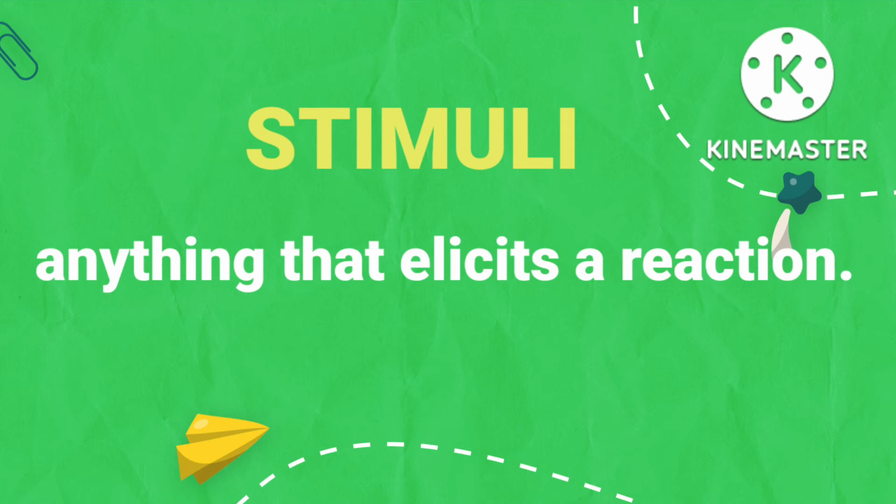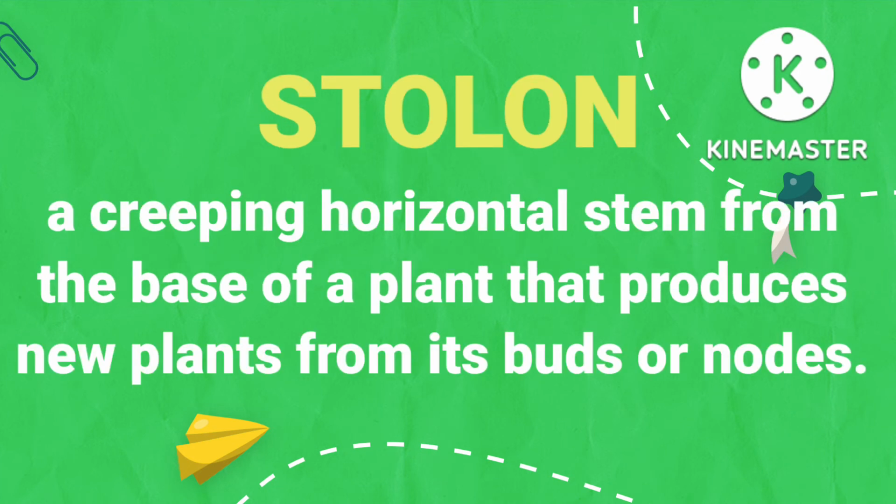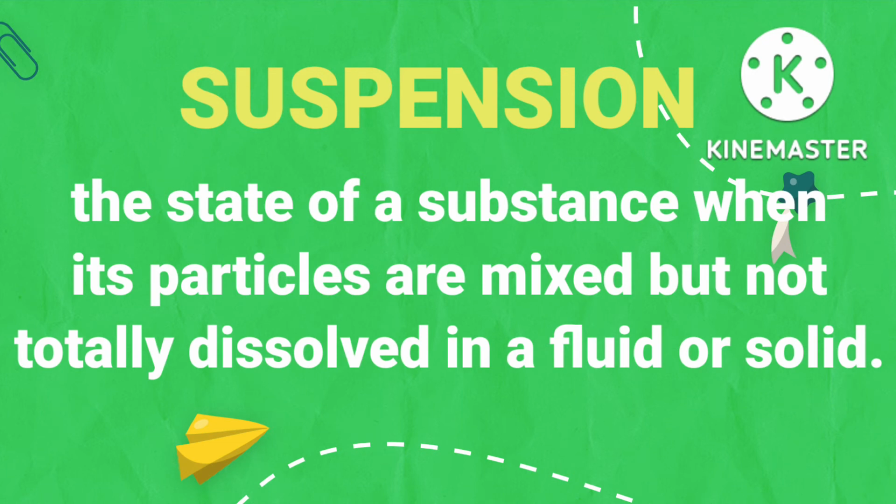Stimuli. Anything that elicits a reaction. Stolon. Creeping horizontal stem from the base of a plant that produces new plants from its buds or nodes. Suspension. The state of a substance when its particles are mixed but not totally dissolved in a fluid or a solid. That's suspension.